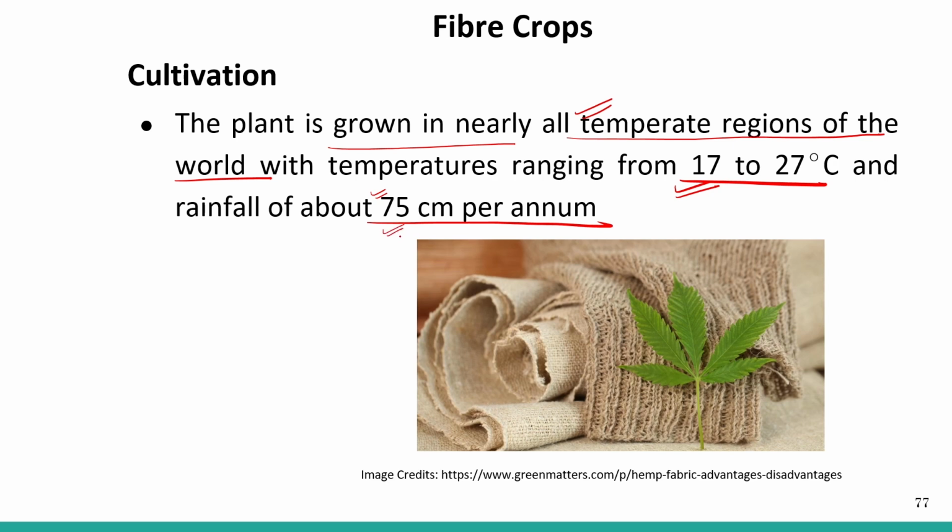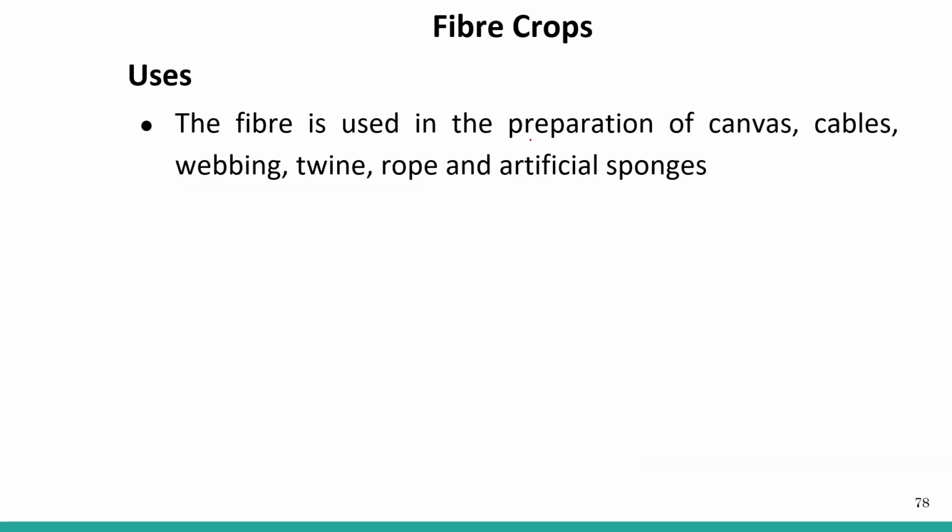That is the Corchorus species, right? It requires a lot of rainfall, but here we require only 75 centimeter per annum. The fiber is used in the preparation of canvas, cables, webbing, twine, rope, and artificial sponges.